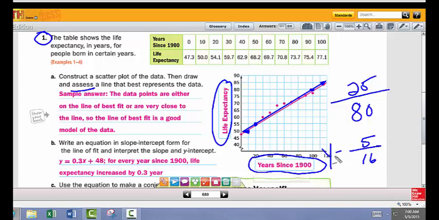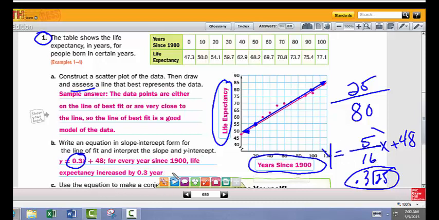So we would have y equals 5/16 x plus our y-intercept, we'll call it about 48. And they say 3/10. So if you put 5 divided by 16 in a calculator, you get 0.3125. So we're very close to what they had. And if you wanted to use this decimal instead of 5/16, you certainly could. So there is our slope-intercept form of our equation, and then they asked us to interpret the slope and the y-intercept. The slope would tell us that for every year since 1900, life expectancy has increased by 3/10 of a year, or we would say has increased by 5/16 of a year.